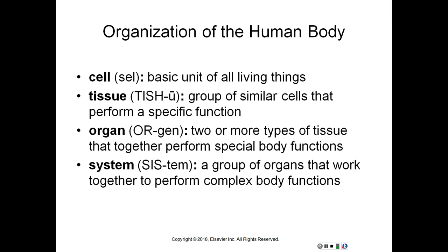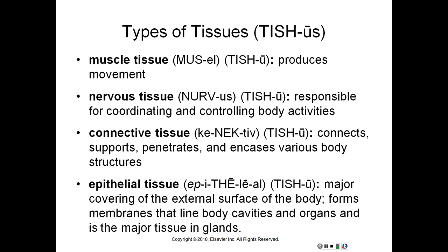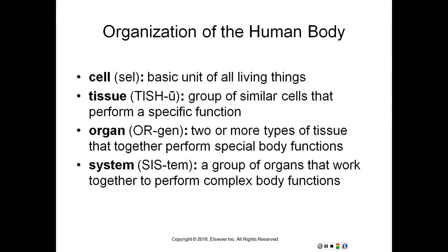So when you have a group of similar cells that perform a specific function, then you have a tissue. And I'm going to go to the next slide, and there are 4 tissue types in your body. You have muscle tissue, which produces movement. Nervous tissue, responsible for coordinating and controlling body activities. Connective tissue, connects, supports, penetrates, and encases various body structures. And then you have epithelial tissue, major covering of the external surface of the body, forms membranes that line body cavities and organs, and is a major tissue in glands. So I'm going to go back one.